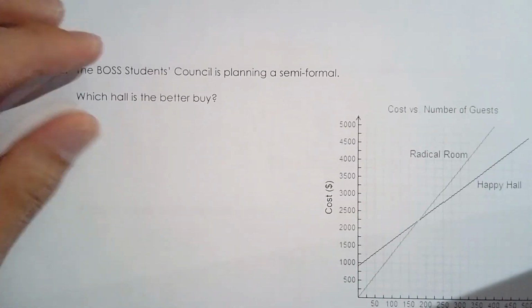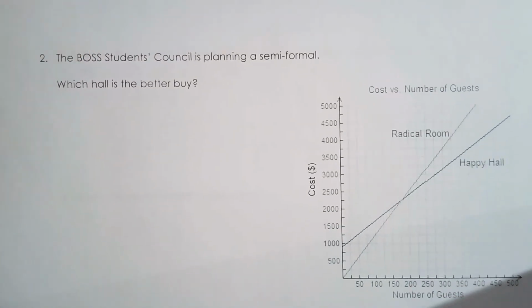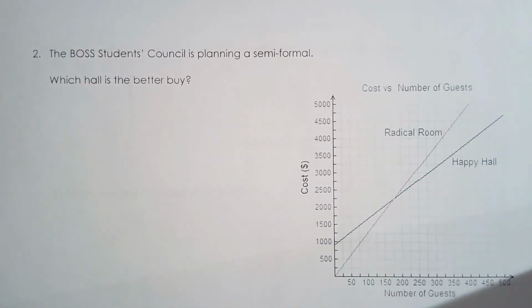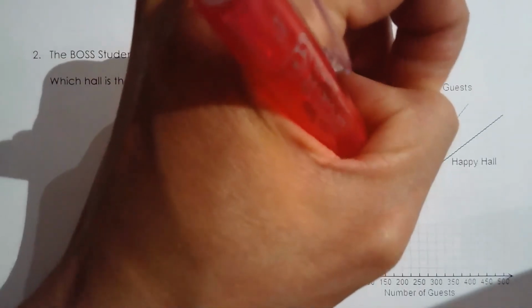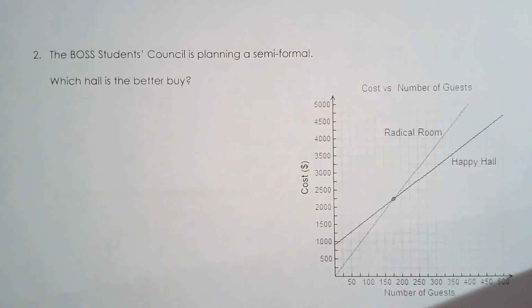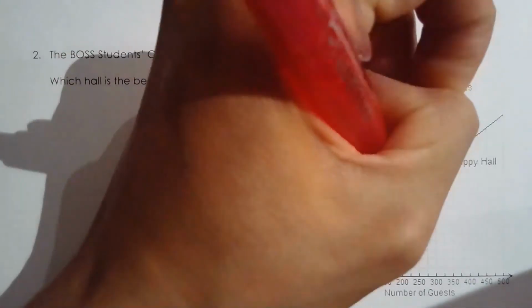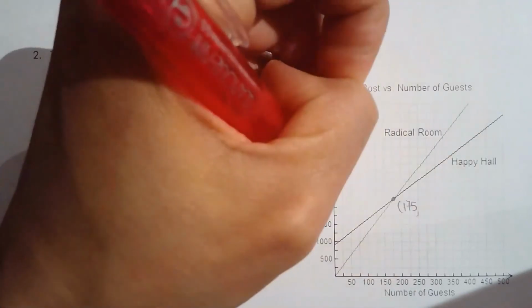So we have here, the student council is planning a semi-formal. Which hall is the better buy? So you have the Radical Room and the Happy Hall. So first I'm going to identify where these two lines intersect. So that's 175 and 2,250.